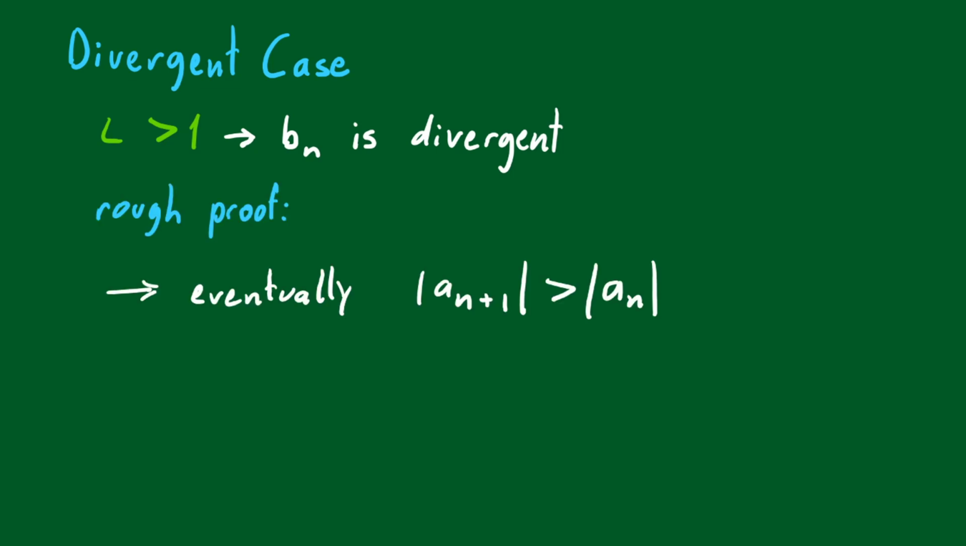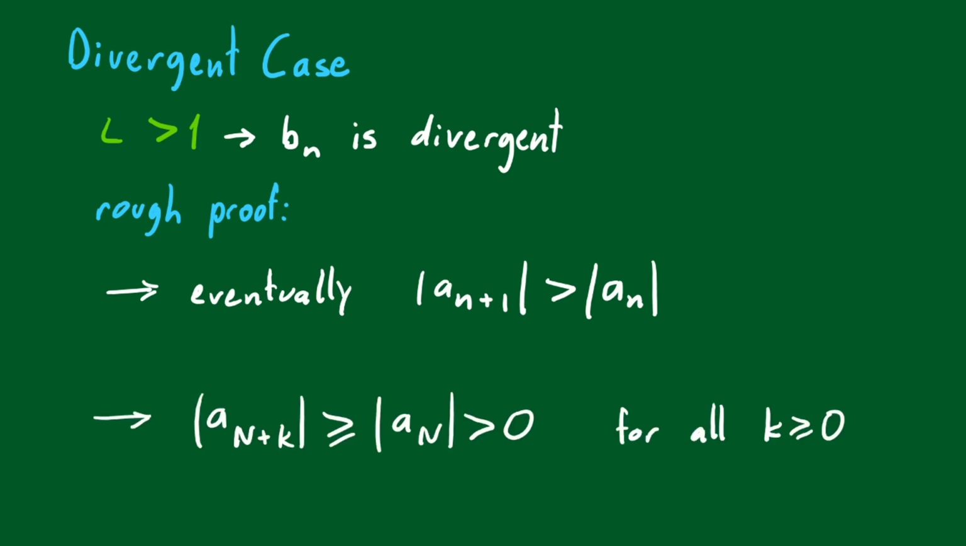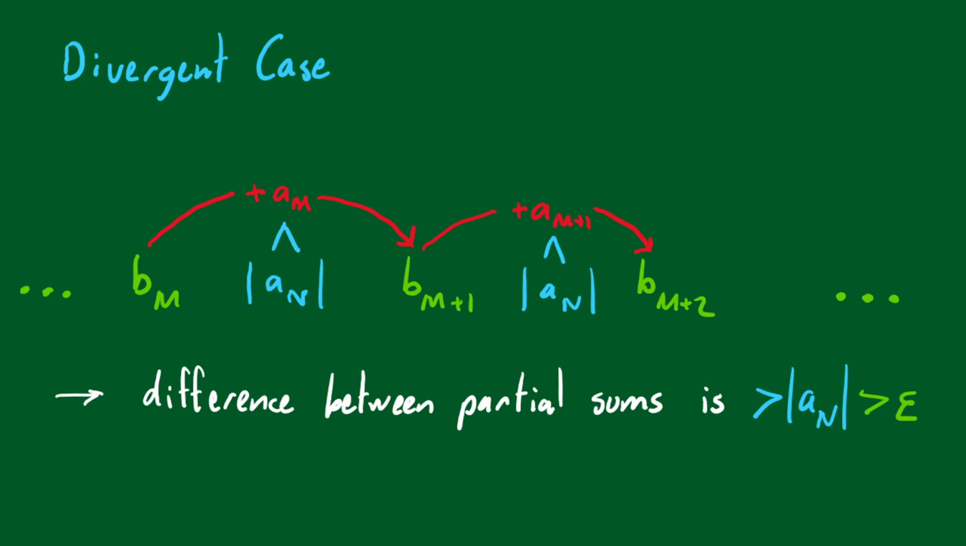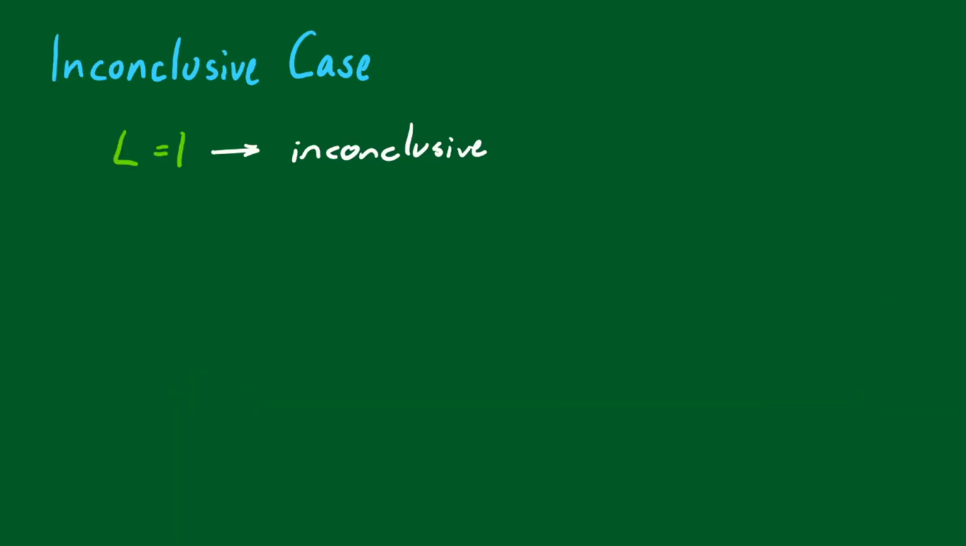Eventually, the sum terms must all grow in magnitude, implying that they are all greater than some term a sub n. These sum terms are actually precisely the difference between consecutive terms in the series. Choosing an epsilon smaller than the term a sub n, we find that the difference between terms in the series will always be larger than it. Thus, the series diverges.